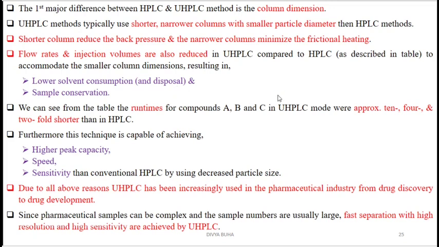Now, in UHPLC, we know that the flow rates are very low and even the sample injection volume would be lesser. So this will help in lowering the solvent consumption and its disposal. And since the injection volumes are lesser, sample conservation is possible, right? Because less amount of the sample is used for the analysis. So in cases where the drugs are very costly, UHPLC would be more beneficial because less amount of the sample is required for the analysis.